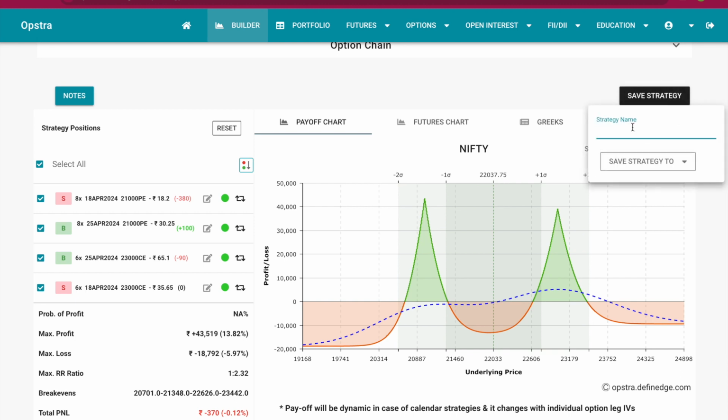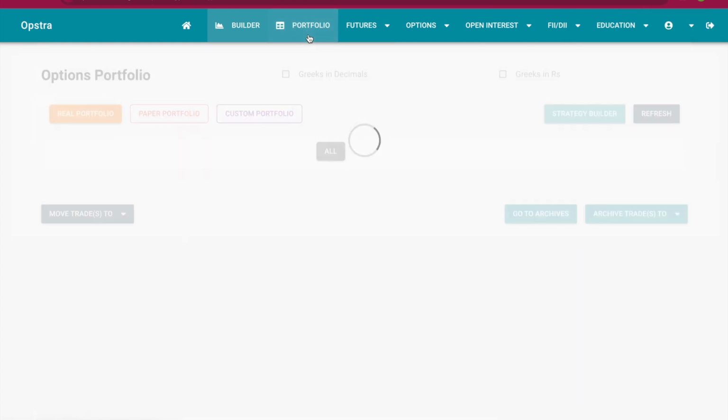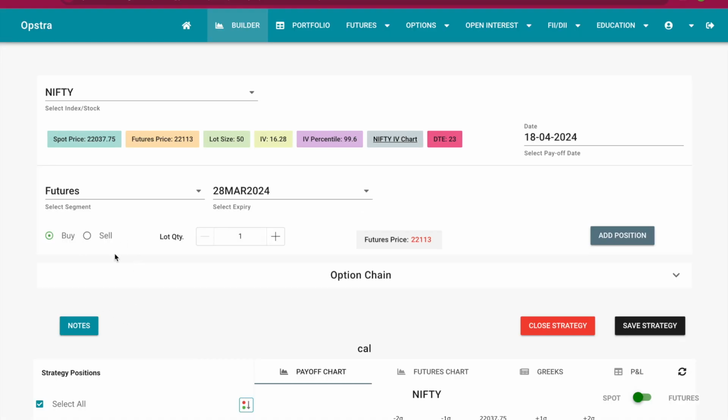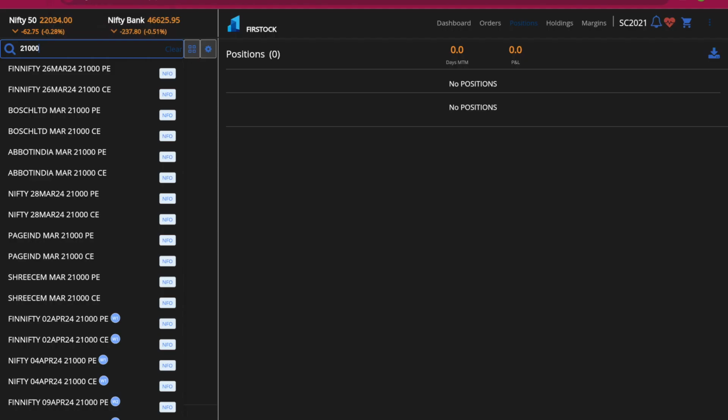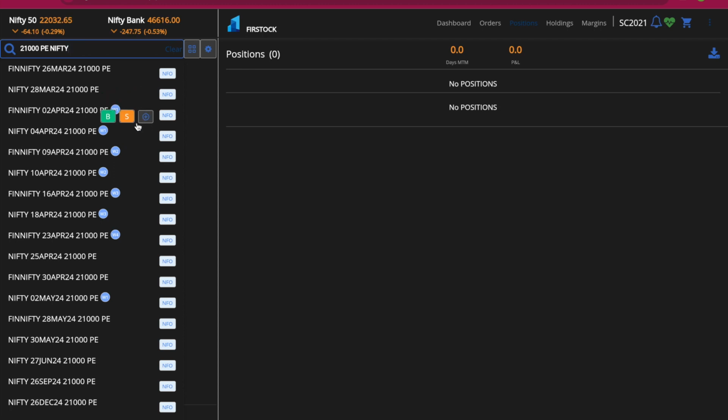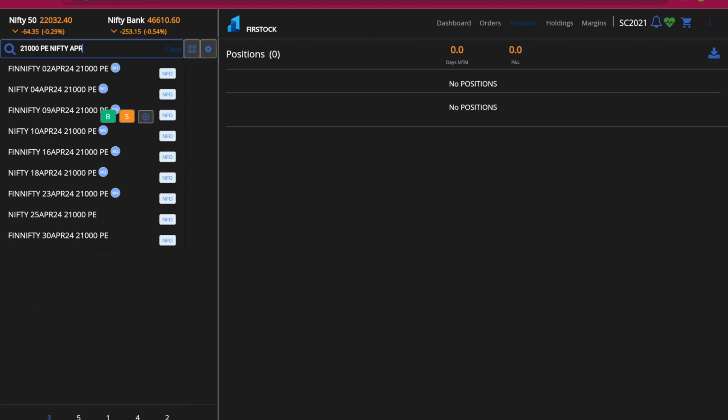Okay, we'll call this for now, and we'll rename this real portfolio analyze trade, and let me deploy this 21,000 PE and 23,000 PE. This is Nifty 21,000 PE of Nifty. We have April, Nifty April 21,000 April. Okay, this is here and this is here.